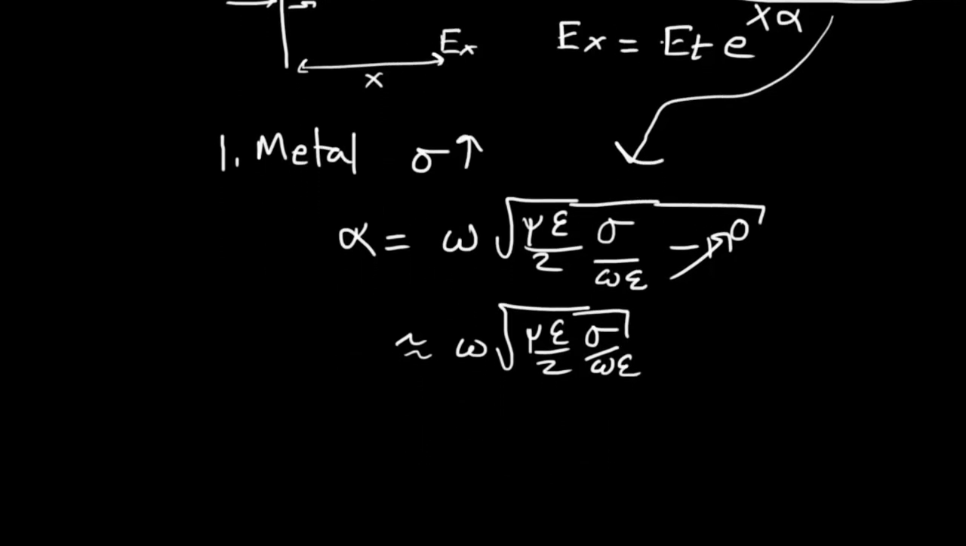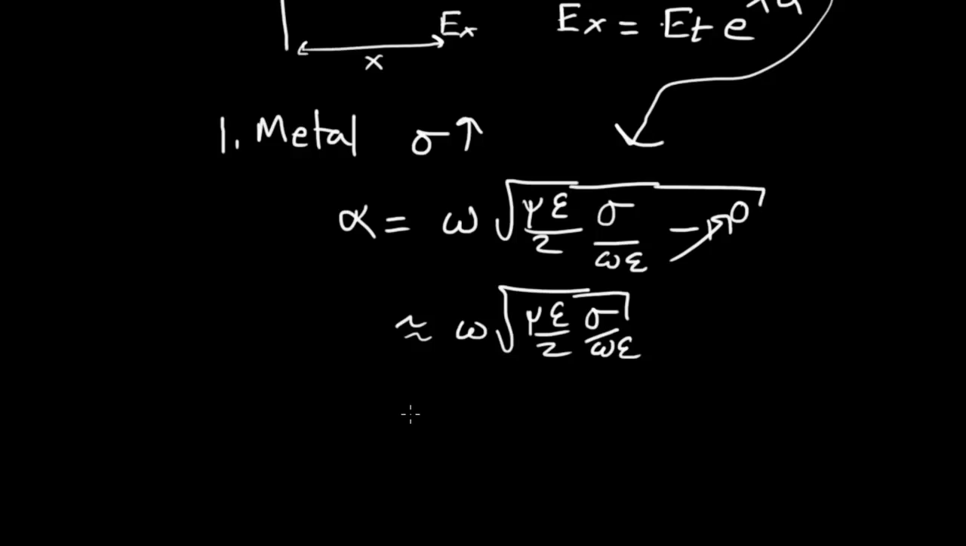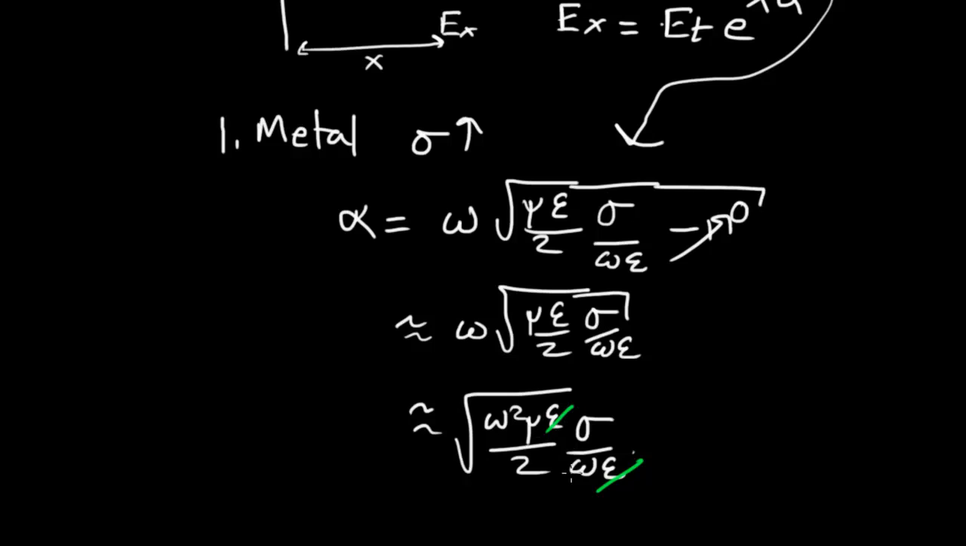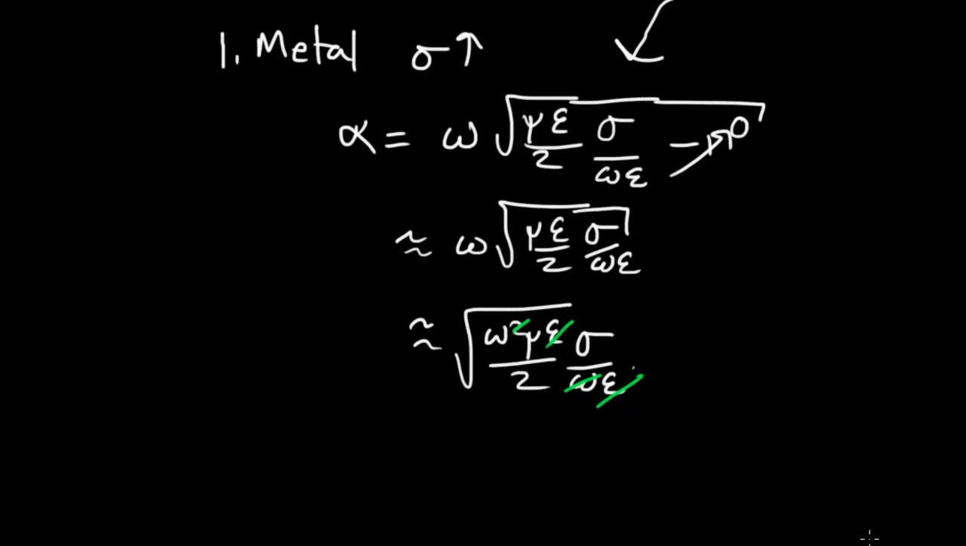Let's bring the frequency to the inside: omega squared over 2. This, I'm going to write in a different color. This cancels out with this, and this cancels out with one of the exponents. What we're left with is the absorption coefficient is roughly equal to omega mu conductivity over 2. Let me just check and make sure I did that right. And I did, in fact.